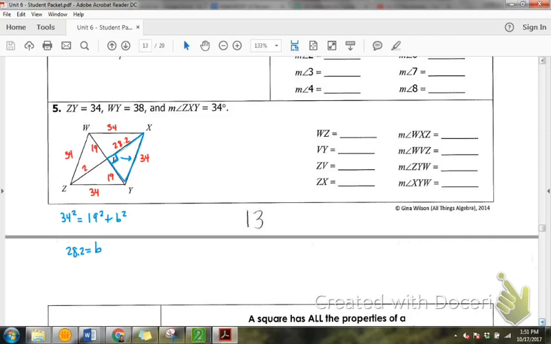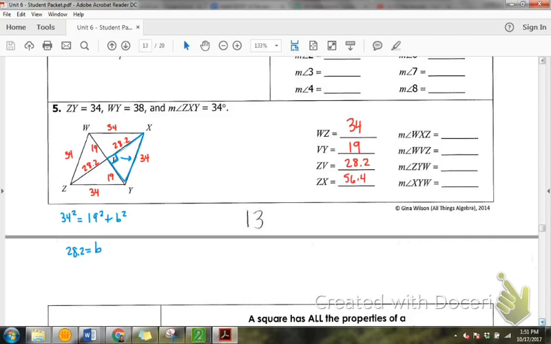Okay, so let's figure out what they are asking us to do then. They're asking us for WZ, we know is 34. I hear something wrong with finding 28.2. Okay, I got 22 point something. Just write 28.2 and then I'll help you with your math in a minute, okay? VY, 19. ZV, 28.2. And ZX, to find ZX, we're just going to double that, right? 28.2 times 2. 56 what? 56.4.